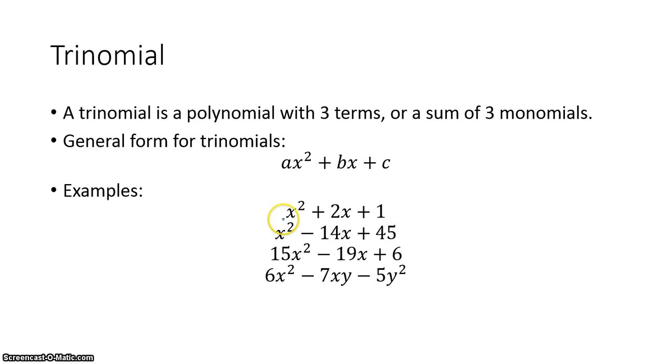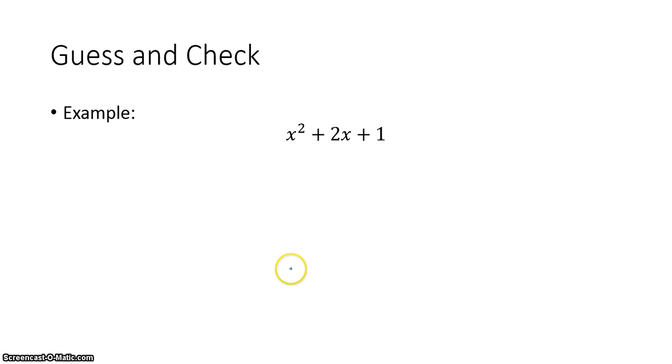Some examples, and we're going to factor these. X squared plus 2x plus 1, x squared minus 14x plus 45, 15x squared minus 19x plus 6, 6x squared minus 7xy minus 5y squared. The first method we're going to talk about is guess and check. We're going to start with this example, x squared plus 2x plus 1.